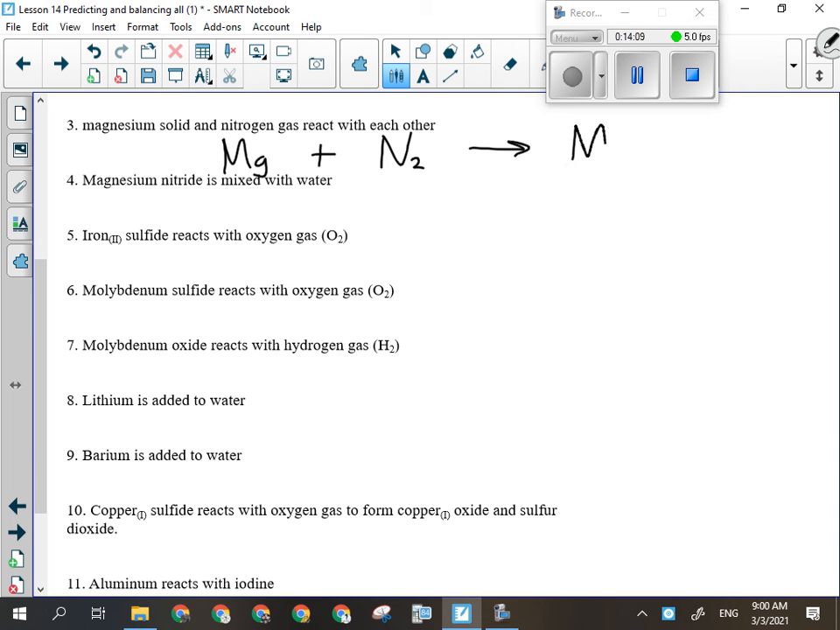So Mg is going to end up with N. All right, what kind of compound did I just form? It's ionic. What do I have to do with an ionic compound? I'm going to drop and swap. -3 plus 2. So we're going to have 3 and 2.